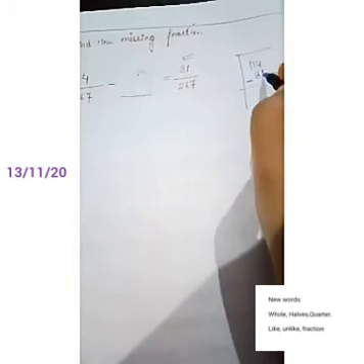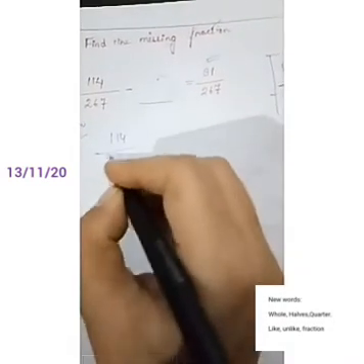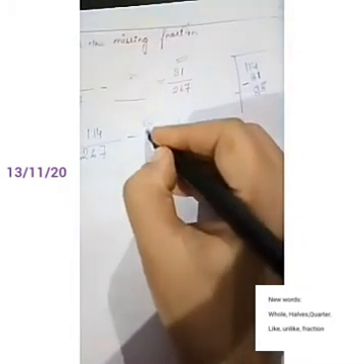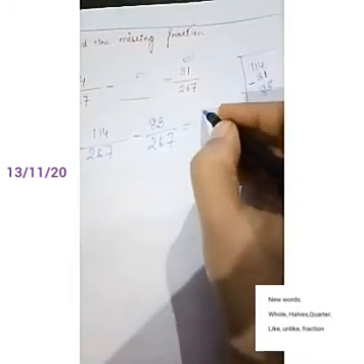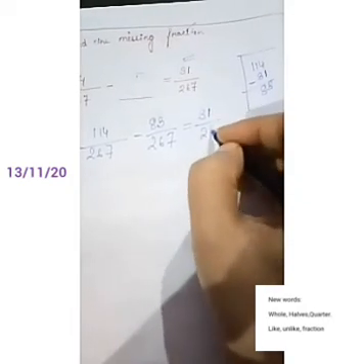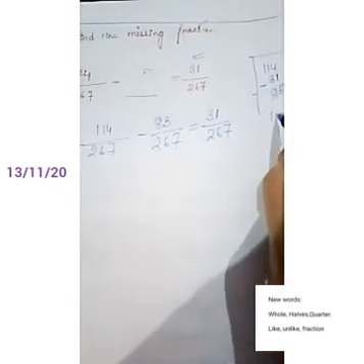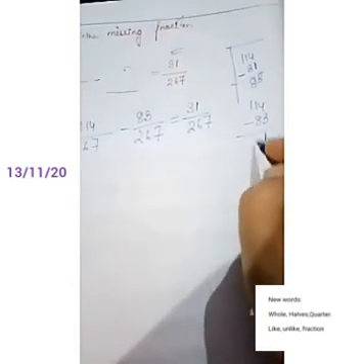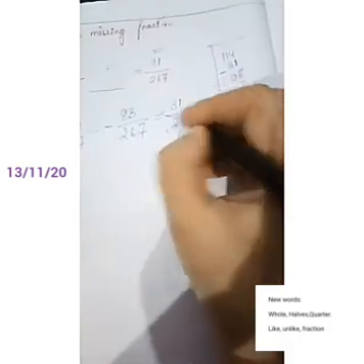Then what I will get? 4 minus 1, 3. 11 minus 3, 8. Isn't it? So I'll write here 114 by 267 minus this number will come 83 by 267 equals to 31 by 267. Now if you think your answer is incorrect, let me check. 114 minus 83. So what I'll get? 1. 11 minus 3, 31. So I got 31. This is the answer.